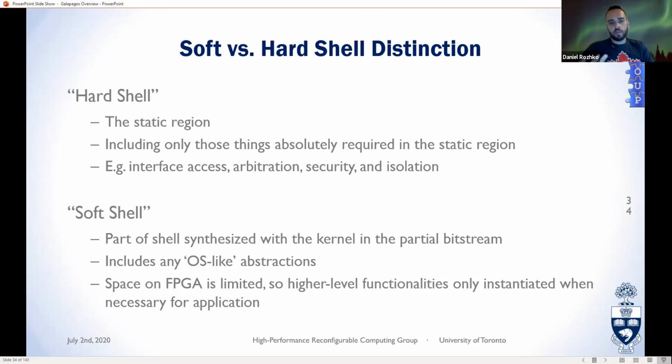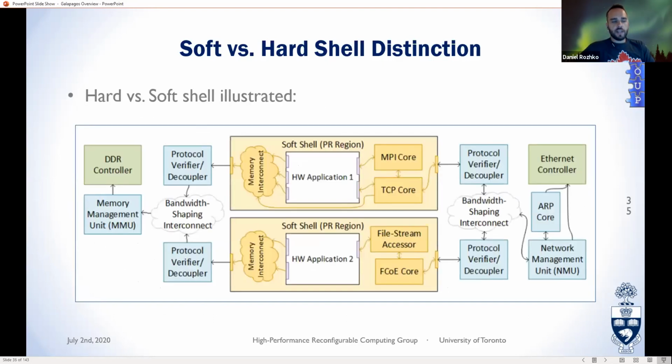So portions of the shell can be synthesized together with your application or your kernel. This is where we include any OS-like abstractions, so higher level abstractions. The logic here is that space on the FPGA is limited, so let's put the higher level functionalities and instantiate them only in the partial region when we actually need them. So here's a depiction of what that would look like. You can see in the static region, you have the controllers and all this isolating hardware. And then inside the PR region, we have a layer of shell, which has some examples of what these abstractions might look like.